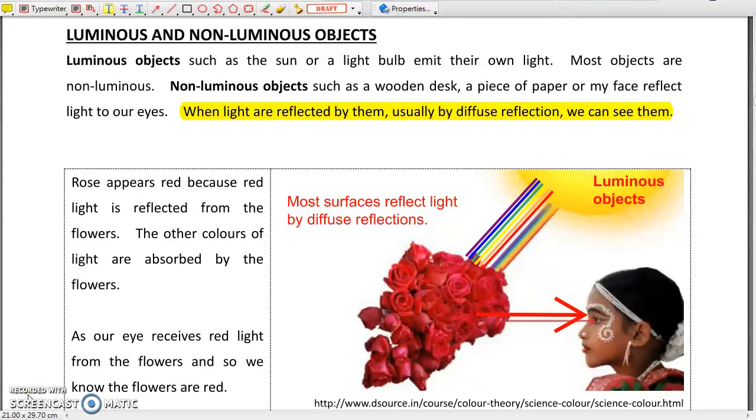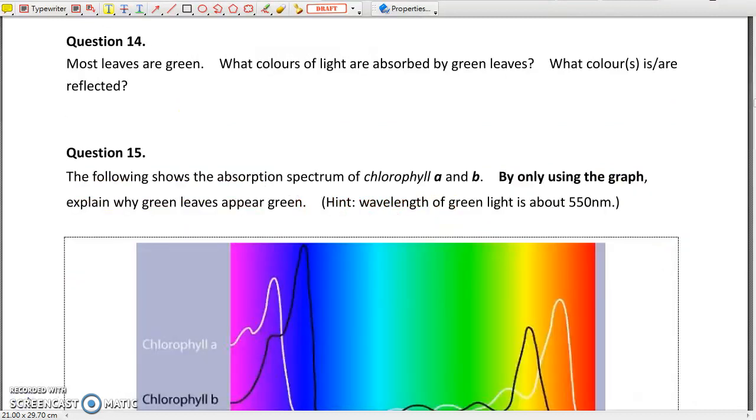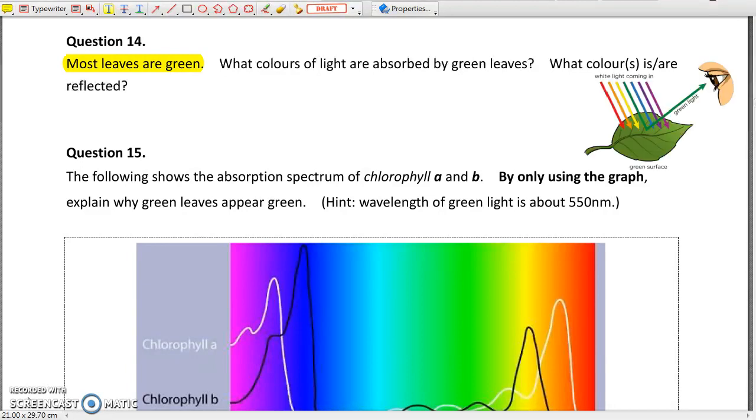Then, why red roses appear red, and why green leaves appear green? When white light from the sun, which consists of all colors of light, fall on the roses, it absorbs most colors of light while red light is reflected. When the reflected red light enters our eyes, we see the roses as red. Similarly, green leaves are green because they reflect green light, while all other colors of light are absorbed by the green leaves.